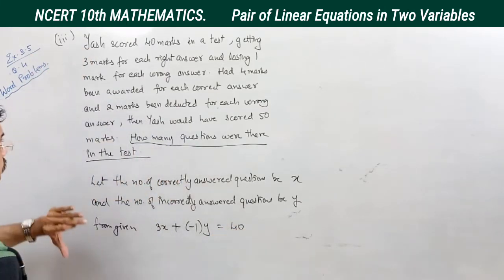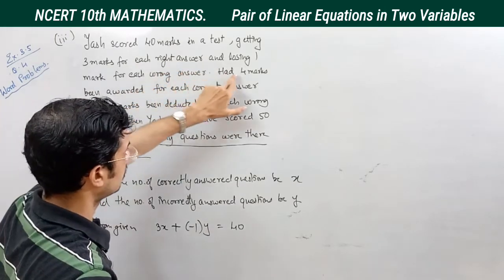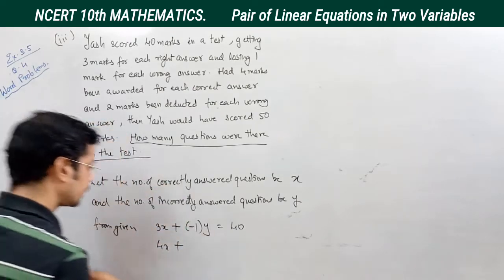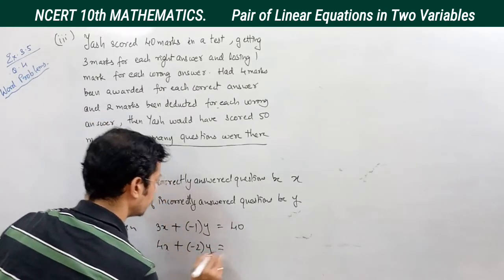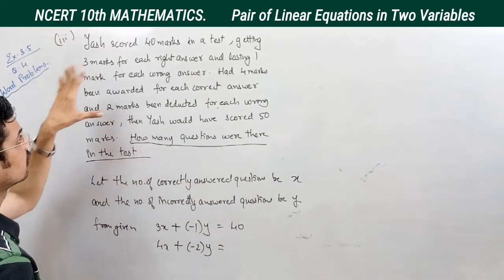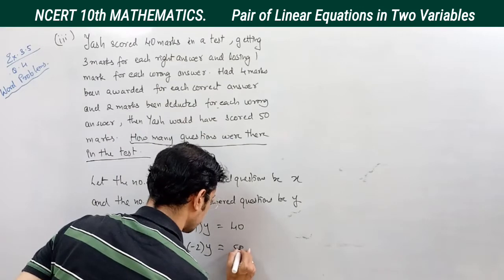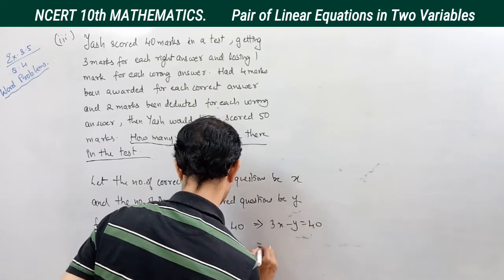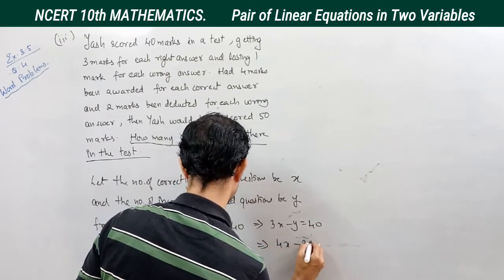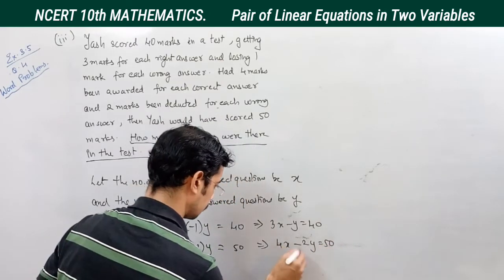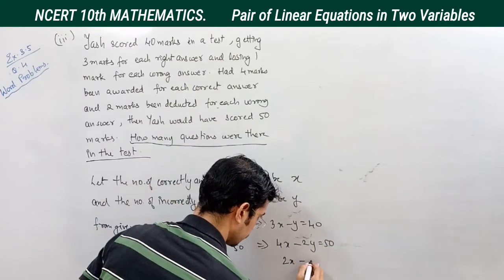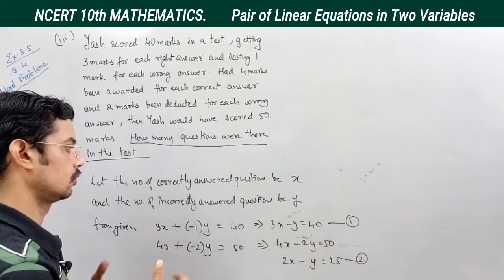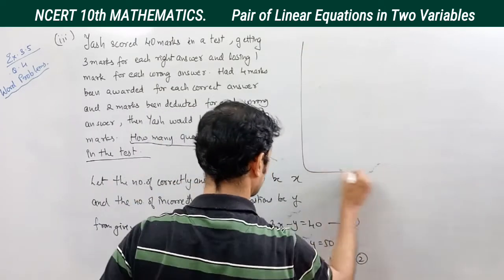Then the second part. Had 4 marks been awarded for correct answers, so 4x, and 2 marks been deducted for the wrong answers, then he would get 50 marks. Let me simplify this further. It becomes 3x minus y equal to 40, and 4x minus 2y equal to 50. This equation can be further simplified as 2x minus y equal to 25. So this is the first equation, this is the second equation. Hope you are clear.